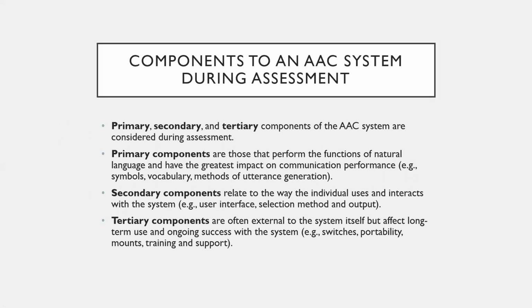So there are different components to an AAC system that we have to consider during assessment. There's primary, secondary, and tertiary components. We'll start with primary, and those are any component that performs the functions of natural language. Okay, so think symbols and vocabulary. Those have the greatest impact on communication performance. So icons, all of that.